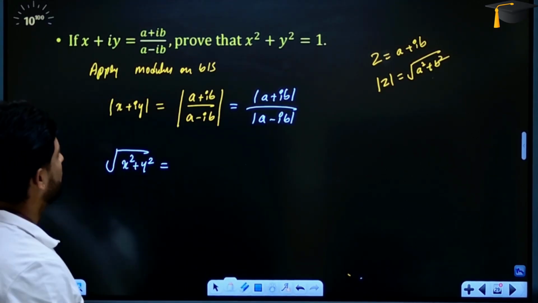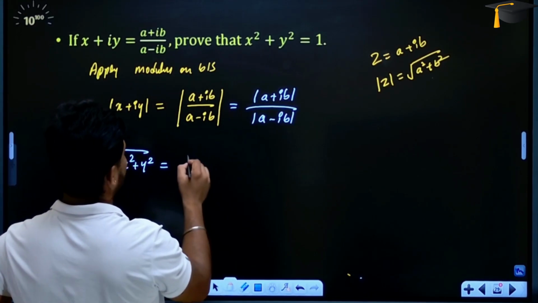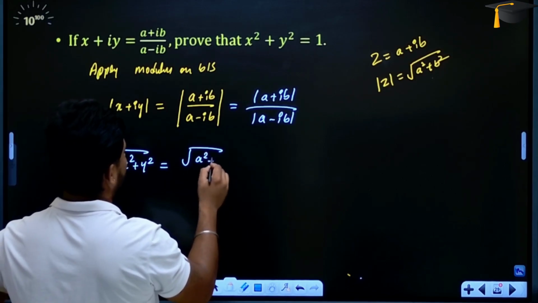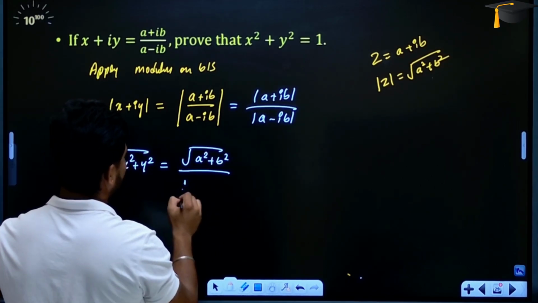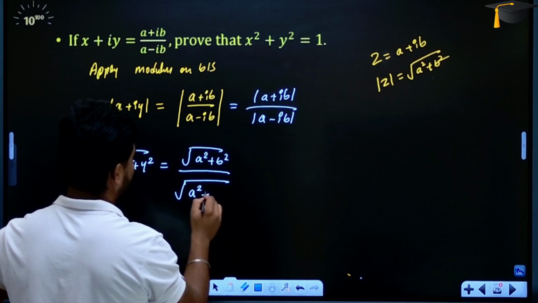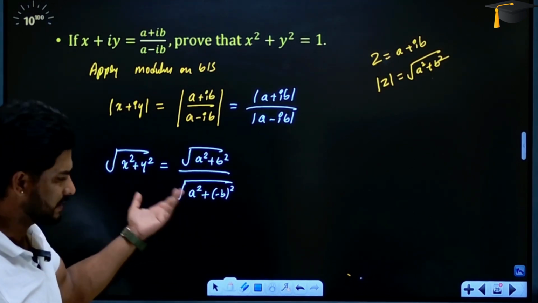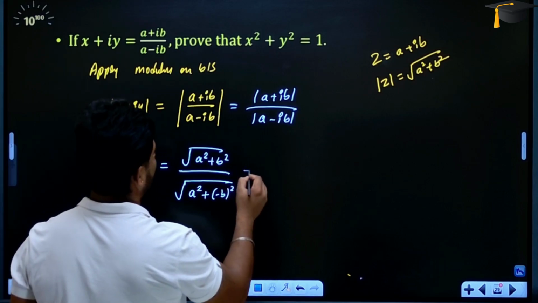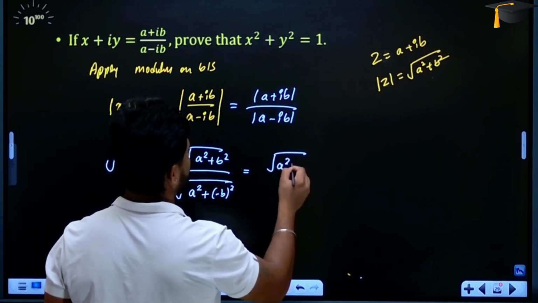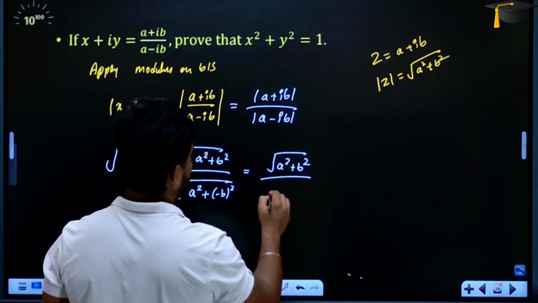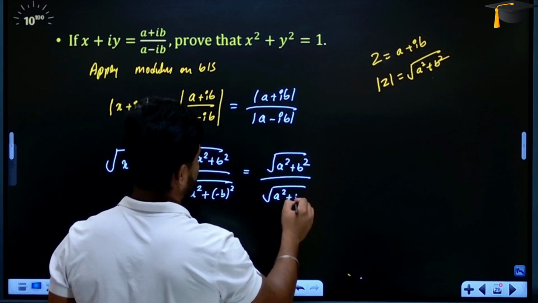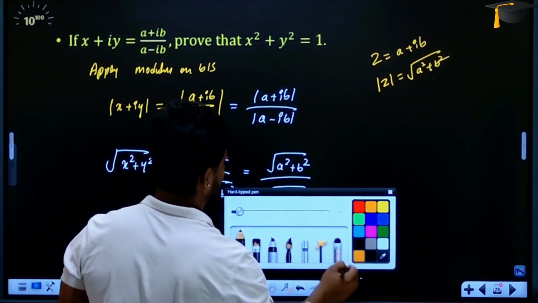Okay, so what happens to this is, mod of a plus ib is the square root of a square plus b square. In the denominator, the square root of a square minus minus b square. Correct? So minus b square is nothing but b square only. Okay, so what happens to this? The square root of a square plus b square whole divided by the square root of a square plus b square. So these two get cancelled out, this and this.